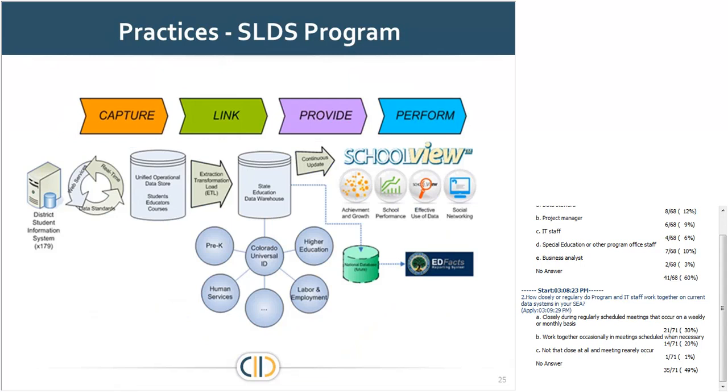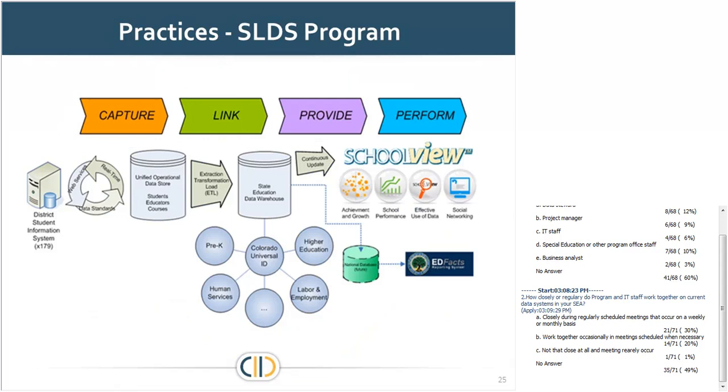The next slide here is a little bit more of the how view of our SLDS program. Obviously, the theme here at the top: capturing the data, linking data, providing or reporting on that data, and then ultimately getting into the hands of program people and policymakers so that they can make, I'll try to stick to Curtis's theme of earlier, information-based decisions that are meaningful.